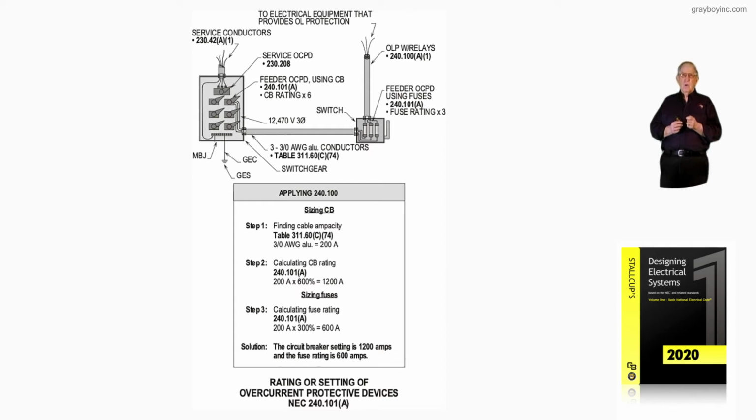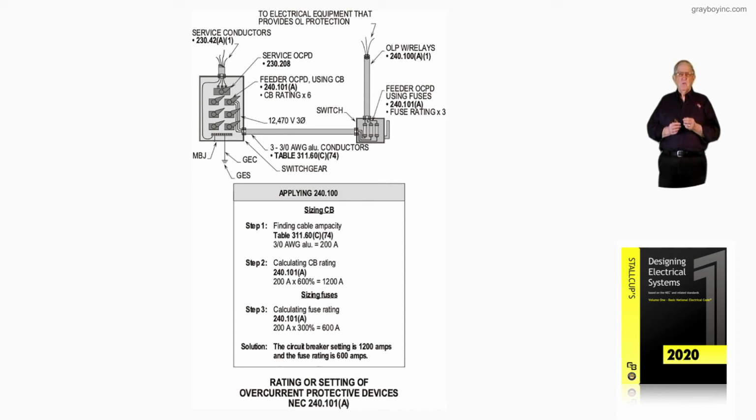Notice table 311.60(C), as in car 74, lists a 3-aught conductor in a raceway system as you see there. A 3-aught is good for 200 amps. And you notice in the illustration itself, it's illustrated that we have 3-aught AWG aluminum conductors, table 311.60(C), as in car 74.